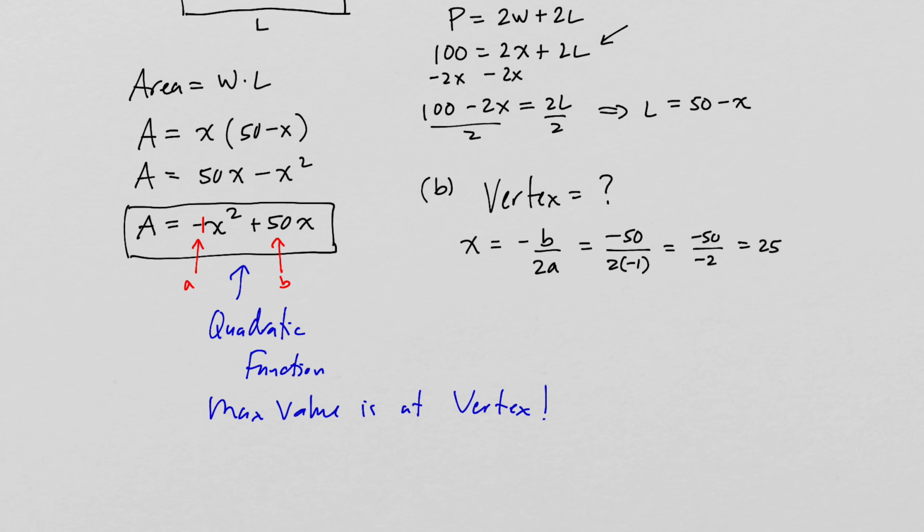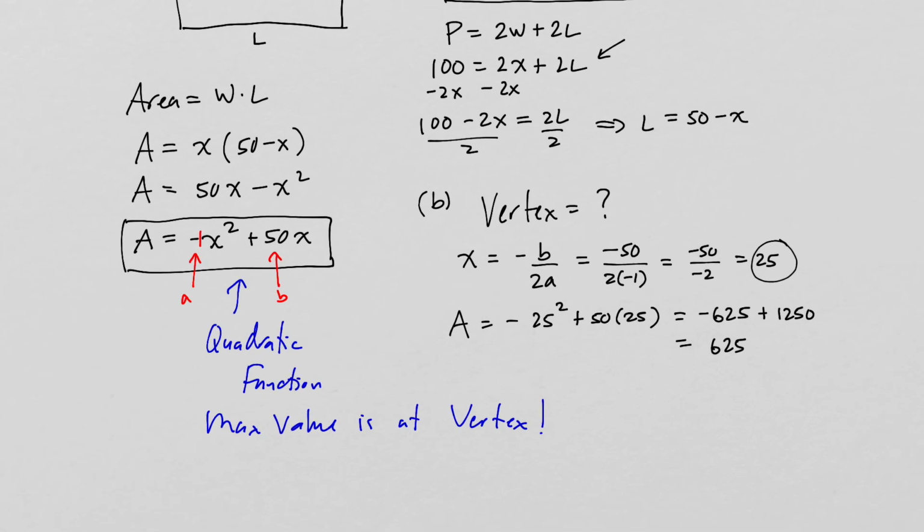Now, the y-coordinate of the vertex, which isn't really called the y-coordinate, should be called the a-coordinate, because we express this as the area function. So our y-coordinate is an a-coordinate. But our a-coordinate is just going to be plug the x value into your function. So this is negative 25 squared plus 50 times 25. 25 squared is 625, so that's negative 625, plus 50 times 25 is 1,250. And when you add those together, you get 625.